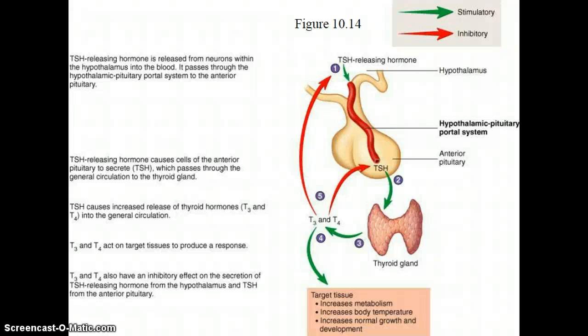Most of the hormones act in a similar way, so take a look at this as a model. As blood levels of thyroid hormone increase, the thyroid stimulating hormone decreases. And this tells you the target tissues are almost every tissue in the body and what the functions of the thyroid hormone are.